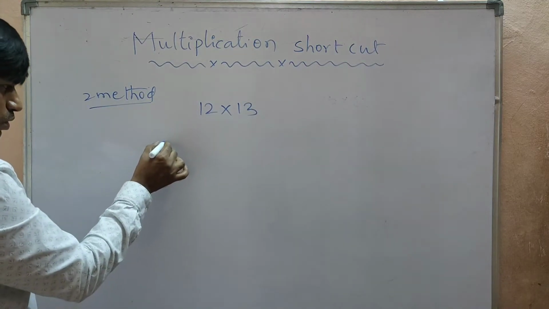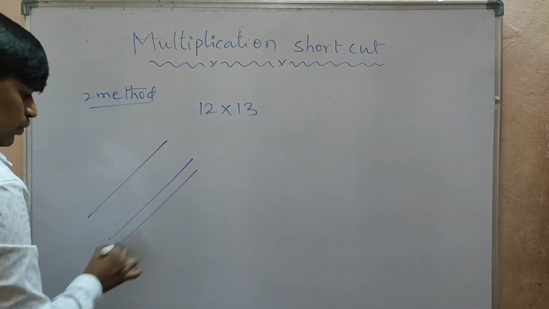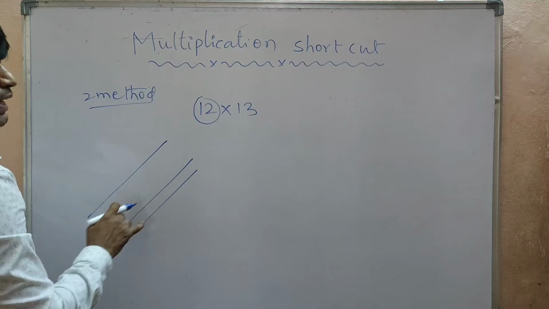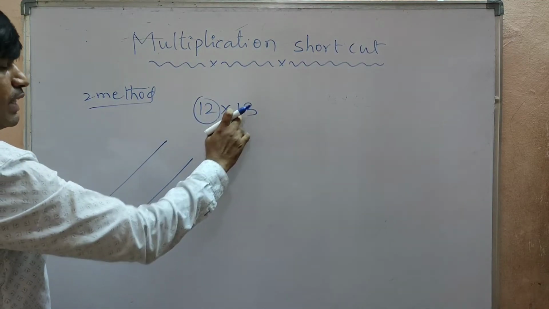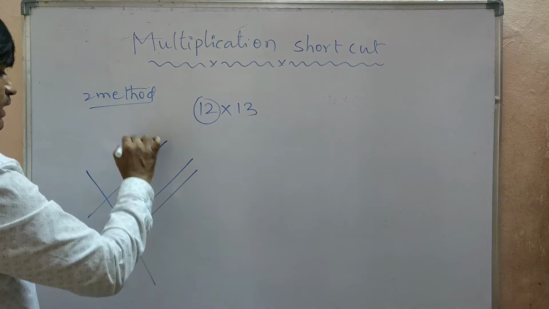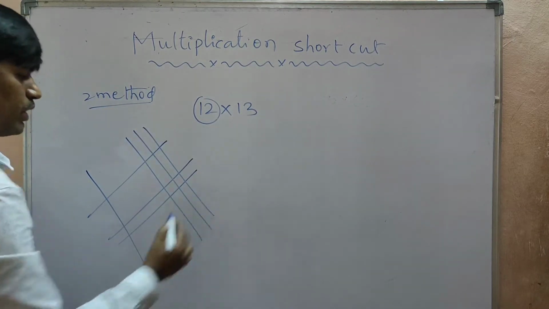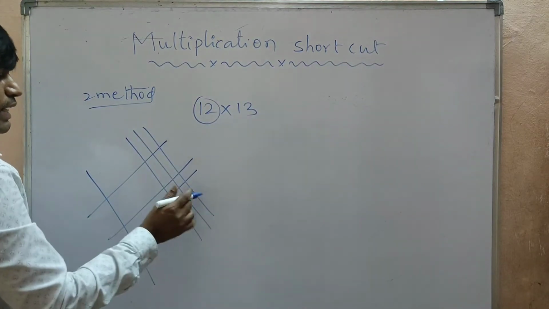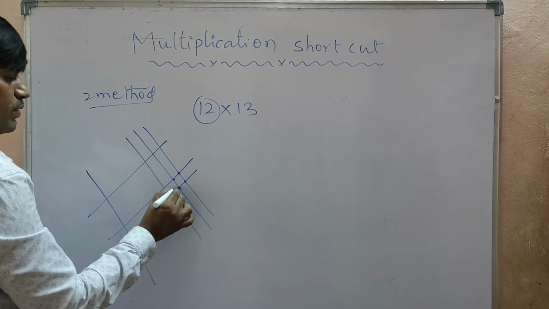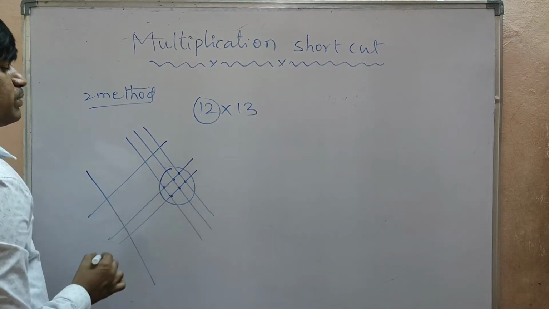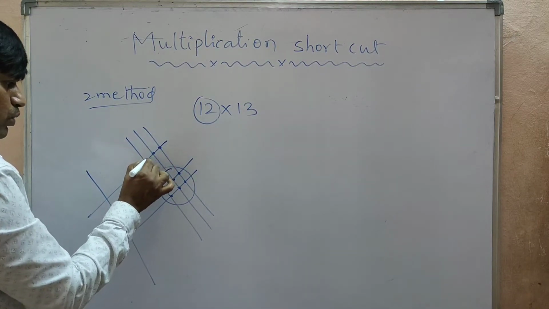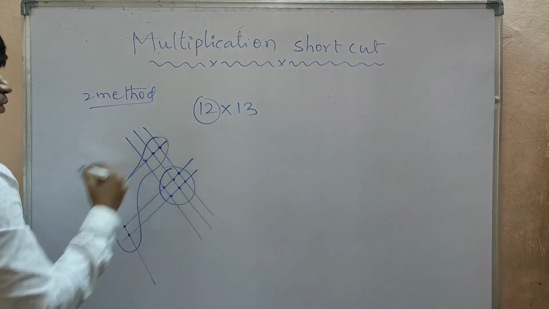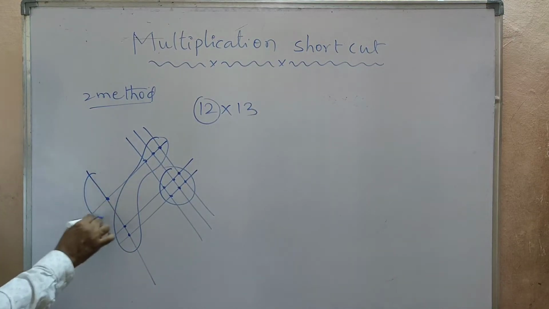I am taking 1 and 2, that is 12. Here instead of this one I am taking 1 and 2, 1 and 2 means that is 12 only. Here 13 is there. For this one 1 and 3 I am taking. Here these lines are intersecting at 6 points. Okay, here 6 points are there. Here 1 2 3, here 1 2, here 5 points are there, here only 1 point is there.